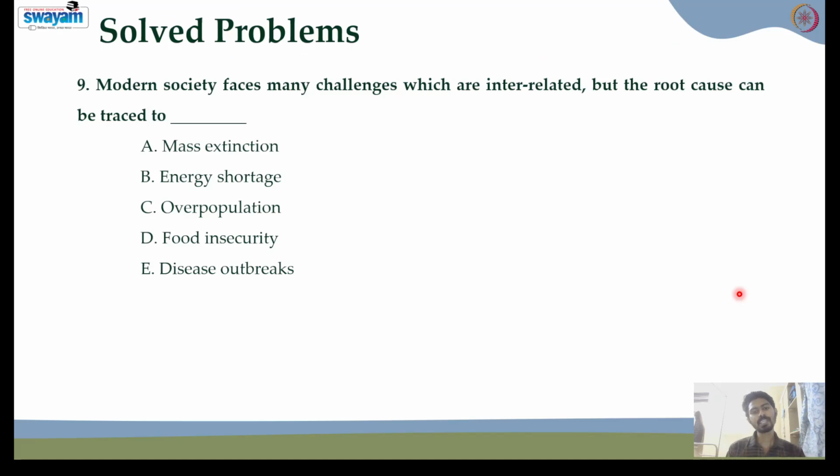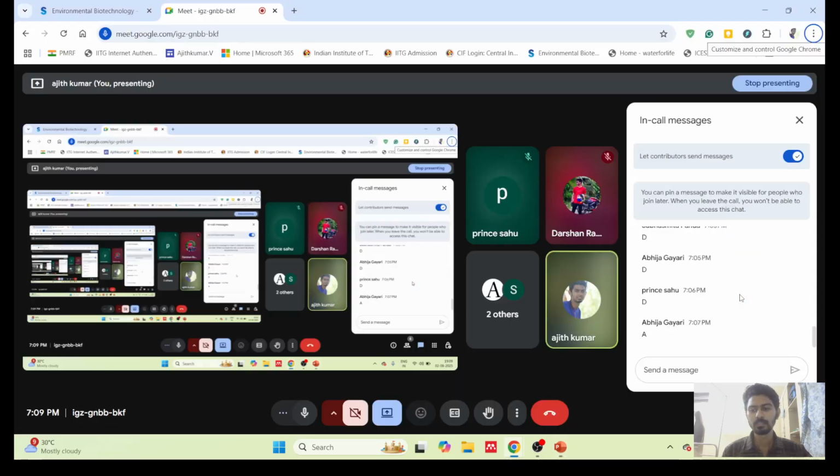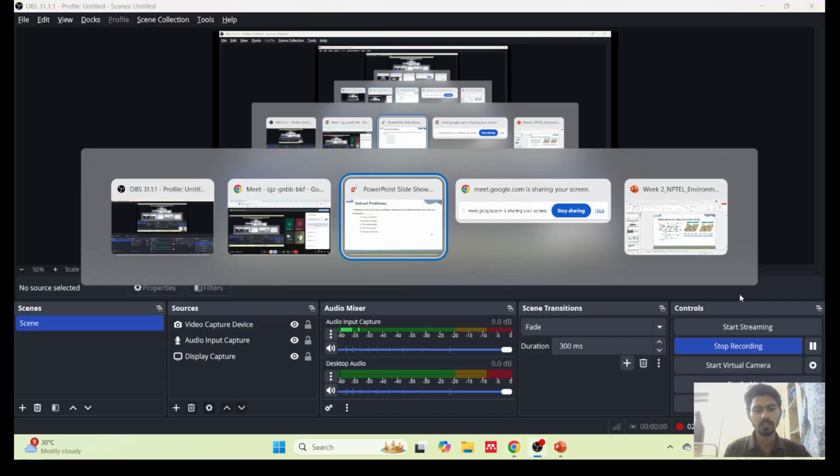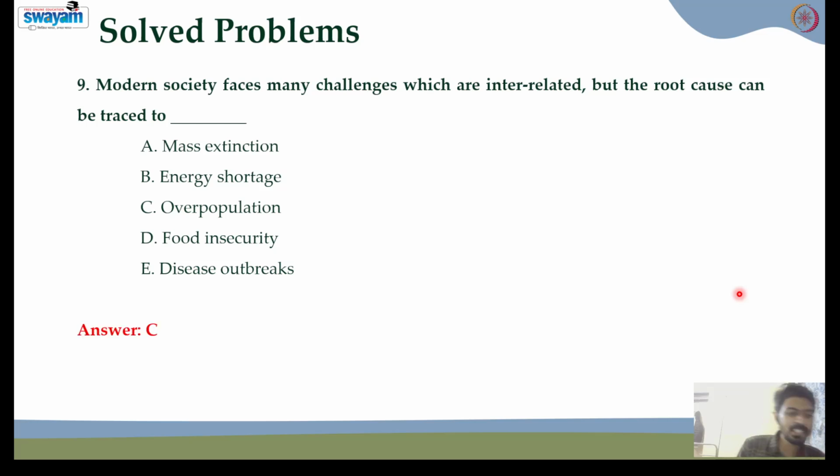Modern society faces many challenges which are interrelated, but the root cause can be traced to which one of these? Is it mass extinction, energy storage, overpopulation, food security, or disease outbreak? The answer is, anyone? So the answer is option C, overpopulation.